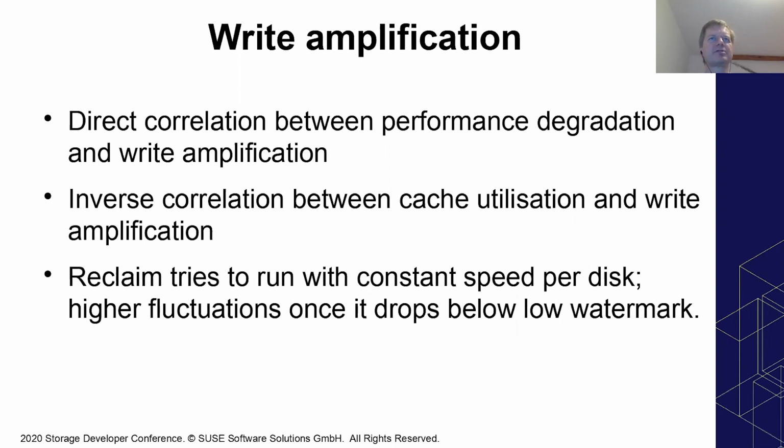This correlation becomes less noticeable if we have more disks. We have an inverse correlation between the cache utilization and the write amplification. And the reclaim really tries to run with a constant speed per disk. We will have higher fluctuations though once it drops below the low water mark and the free zones are being used up.